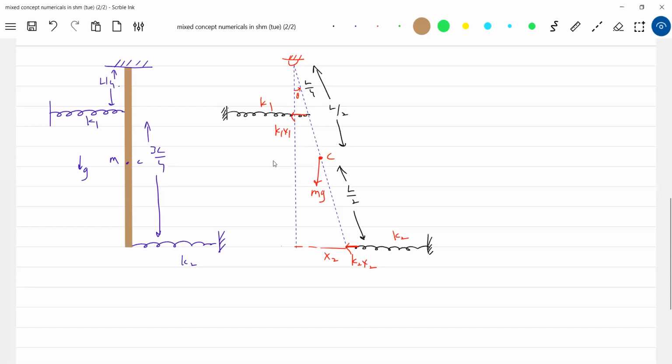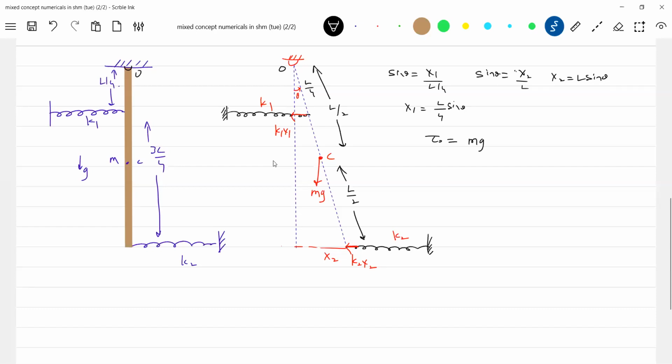Okay, first we'll get what X1 and X2 are. Sine theta is equal to X1 by L by 4. Sine theta is equal to, directly, let it be X2 by L. Okay, what is the torque now? Torque about the hinge. So net torque about the hinge should be mg into R.